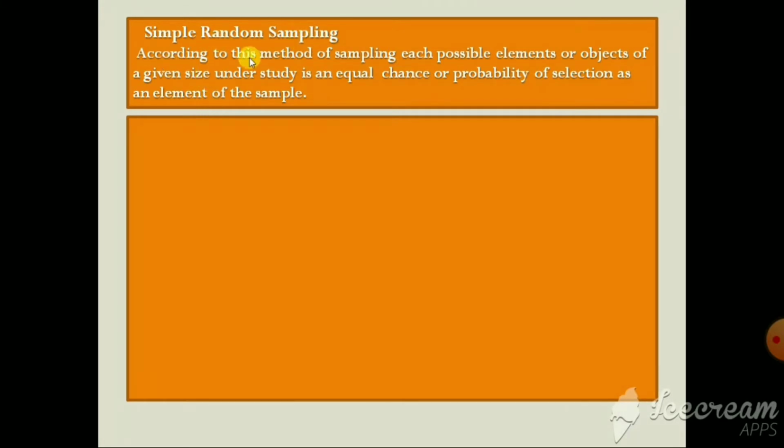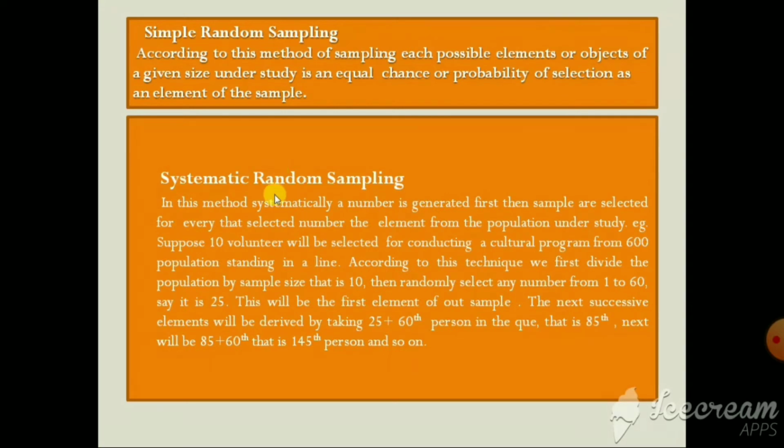Simple random sampling means, according to this method of sampling, each possible element or object of a given size under study has an equal chance or probability of selection as an element of the sample. Similarly, systematic random sampling: in this method, systematically a number is generated first, then samples are selected from that selected number of the element from the population under study.